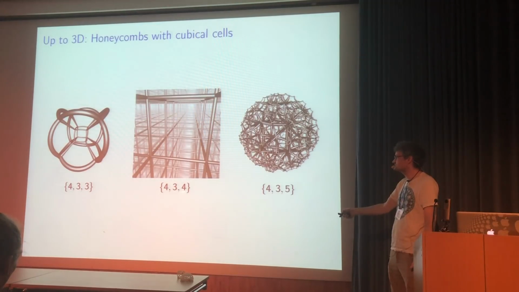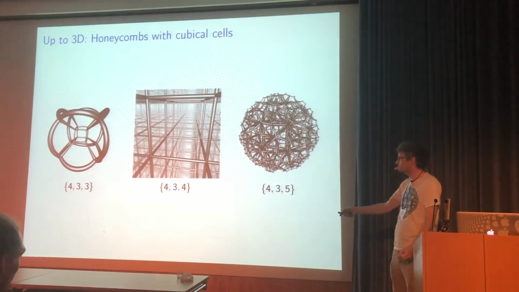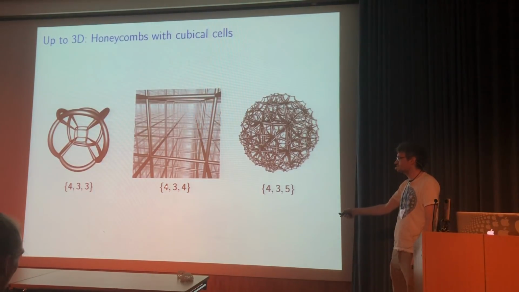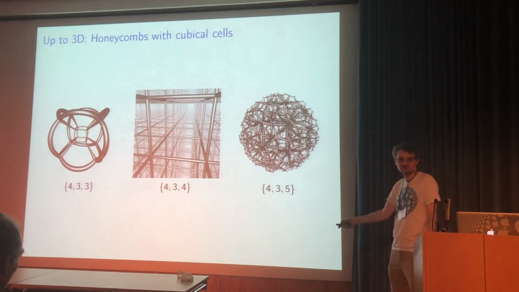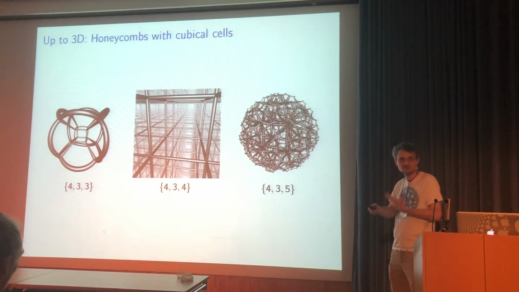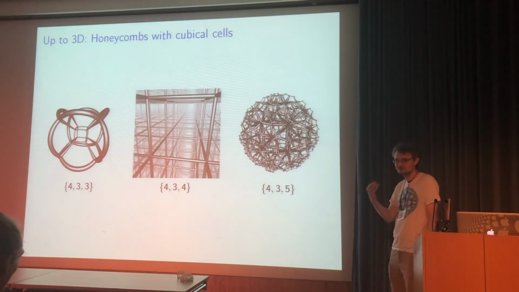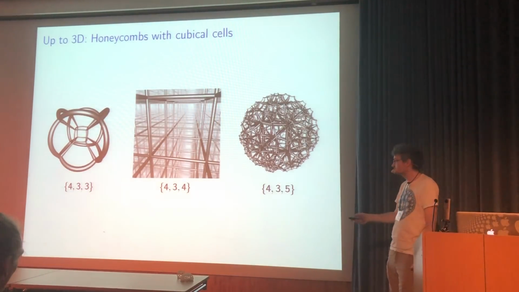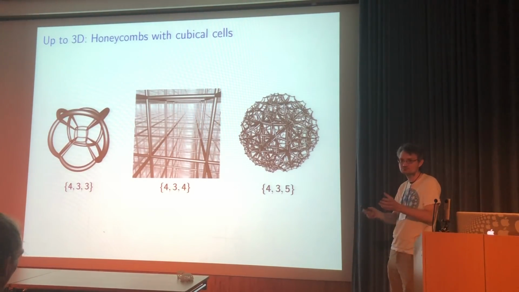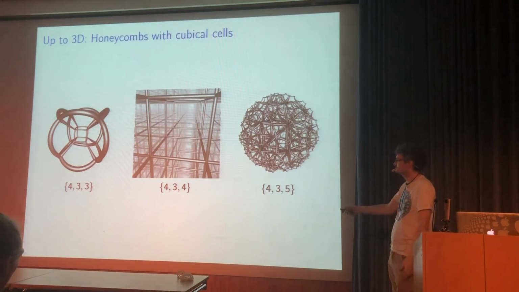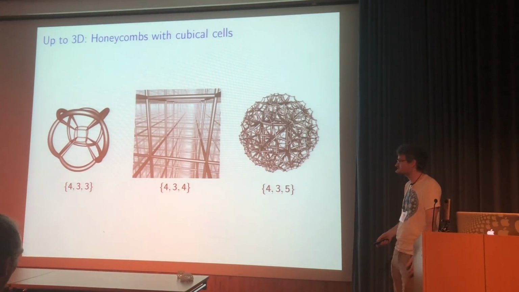The first 2 numbers tell you the cells that you're going to make your tiling out of. So 4, 3: I've got squares, I've got 3 around each vertex, so that's a cube. And then I'm going to take those cubes and make a 3-dimensional tiling. And this one tells you how many of those cubes go around each edge. So 4, 3, 4, I've got cubes with 4 around each edge. That gives you the Minecraft tiling of 3-dimensional space.